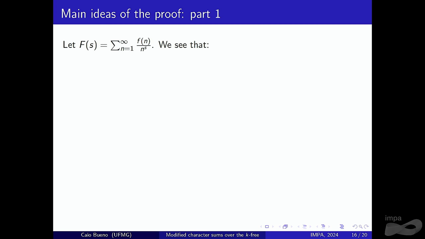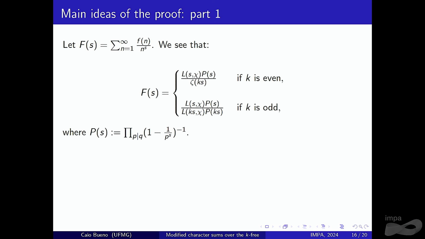I will present just the basic idea for the proof. The first part, we define the Dirichlet series of f as F(s), and by the Euler product formula, we can see that it is equal to the product of these three Dirichlet series in the even case, and these four Dirichlet series in the odd case, where P is just this finite product.